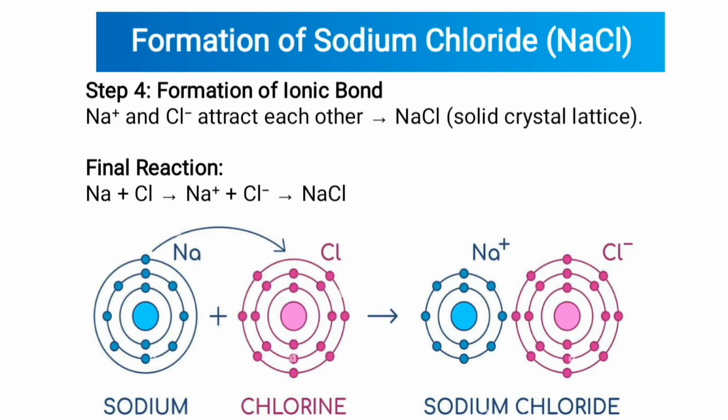And step 4, formation of ionic bond takes place. Na plus and Cl minus, meaning cation and anion, attract each other, forming an NaCl solid crystal lattice. So the final reaction is Na plus Cl gives Na plus plus Cl minus, meaning sodium cation and chloride anion, and they form NaCl.